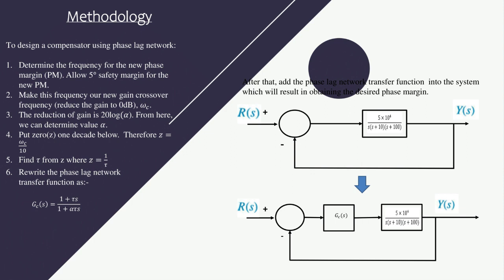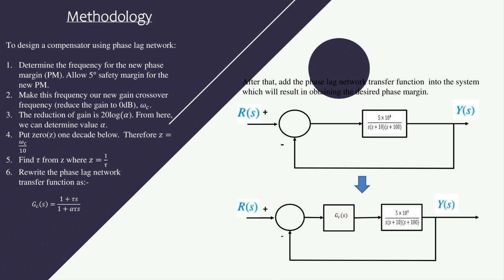So, to design a compensator using a phase lead network, first, you have to determine the frequency for the new phase margin. Allow a 5-degree safety margin for the new phase margin. Secondly, make this frequency our new gain crossover frequency, which is to reduce the gain to 0 decibel. Third, the reduction of gain is 20 log A. From here, we can determine the value of A.